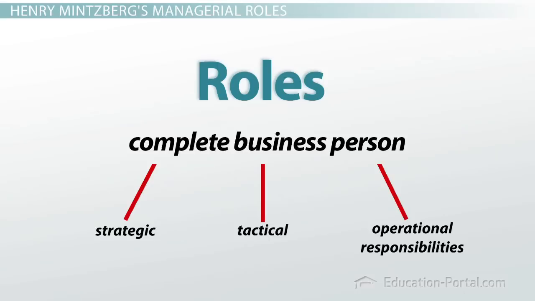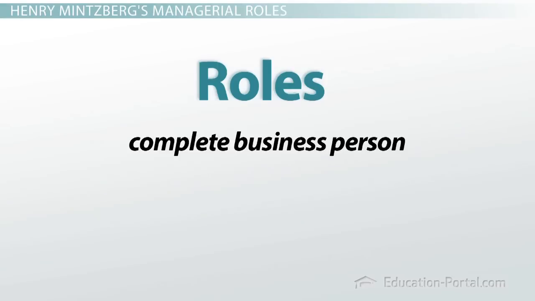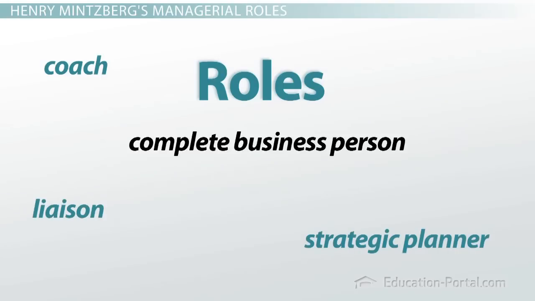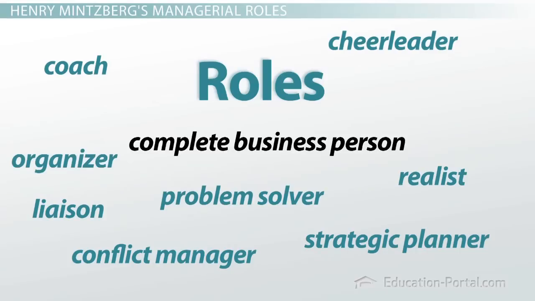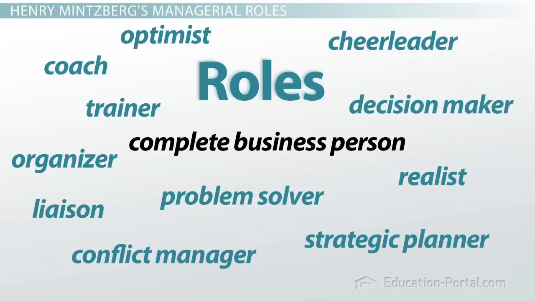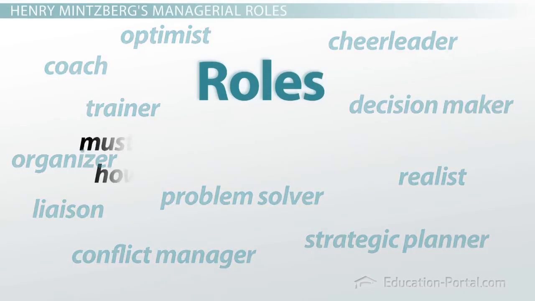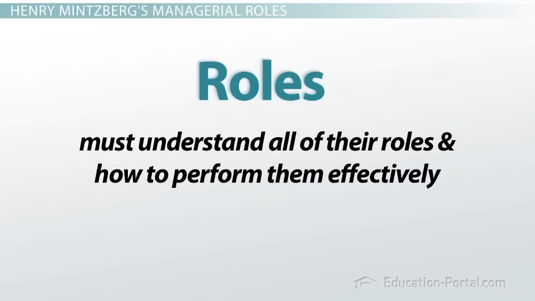While not always explicitly stated in a manager's job description, at any given moment, a manager might have to be a coach, a strategic planner, a liaison, a cheerleader, a conflict manager, a realist, a problem solver, an organizer, an optimist, a trainer, and a decision maker. These roles can change from day to day, but one thing is for sure. A manager must understand all of their roles and how to perform them effectively.